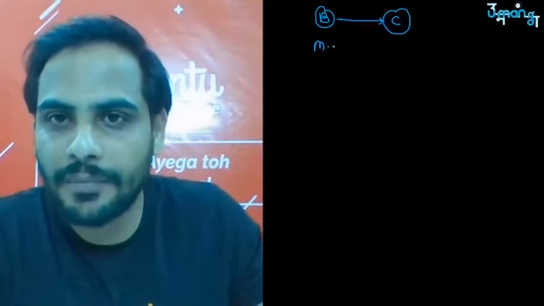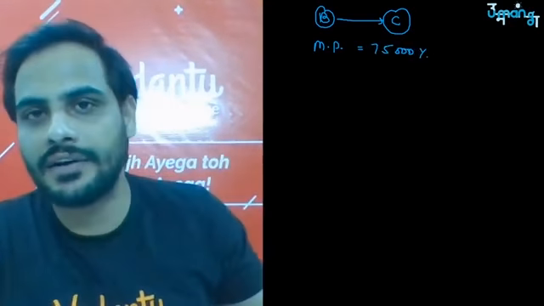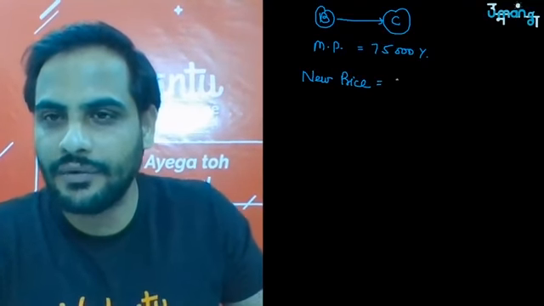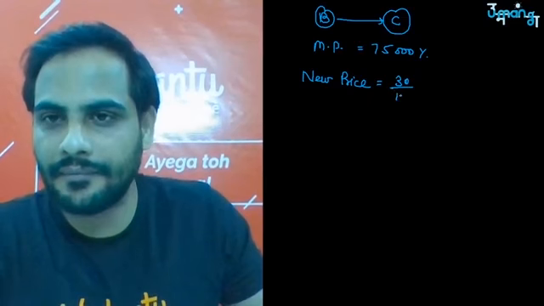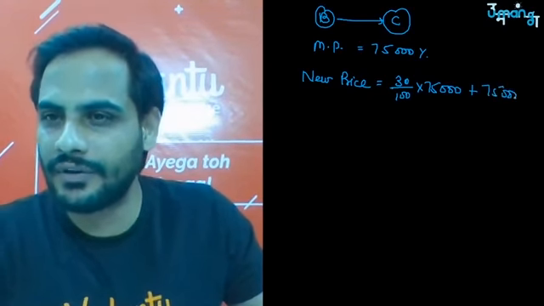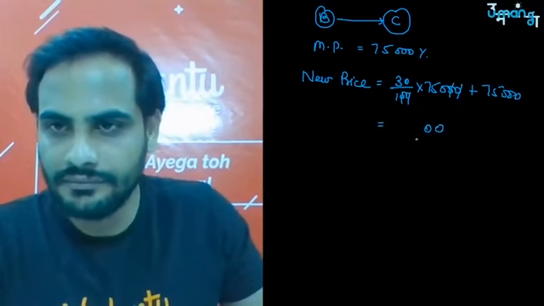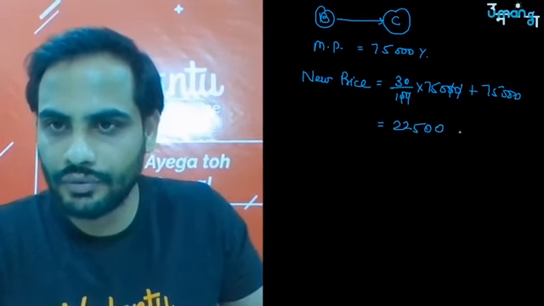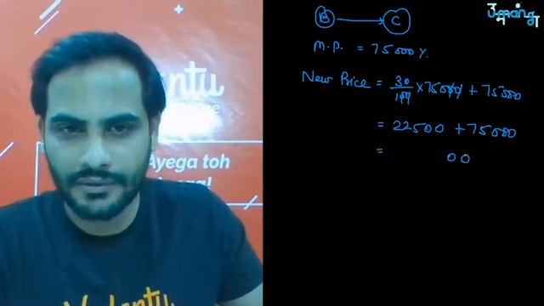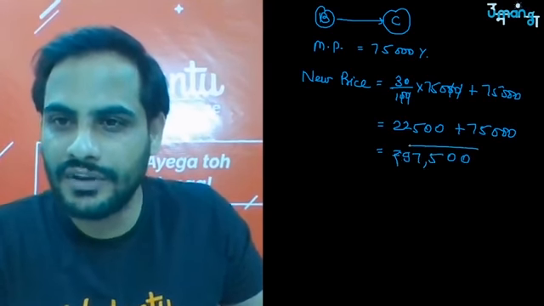So mark price was 75,000, and the price is increased by 30 percentage. So the new mark price will be 30 by 100 into 75,000, which is the increase, plus 75,000. This to this got cancelled, so you are left with 22,500 plus 75,000. So at the end you are getting 97,500. Now this is your final price.